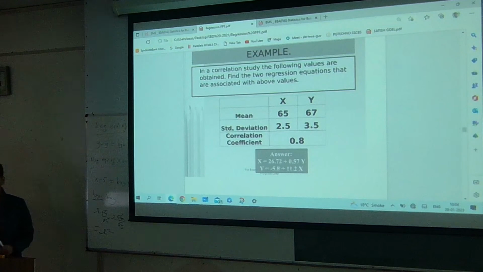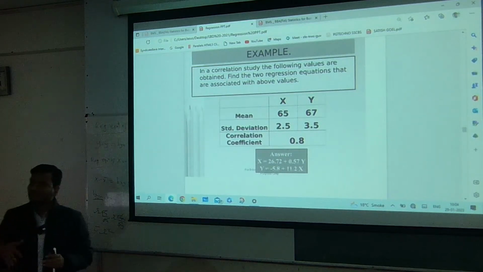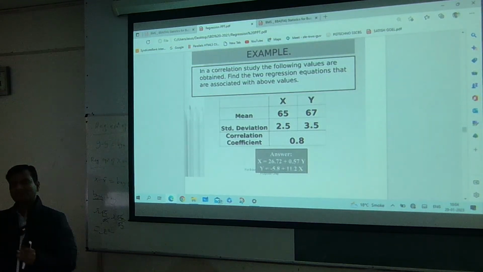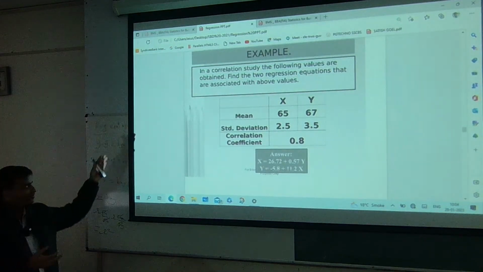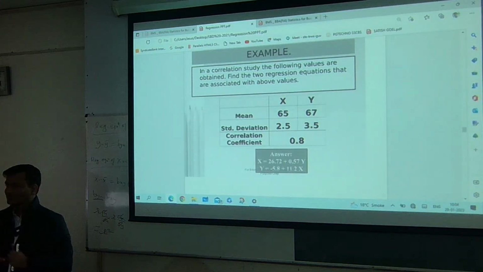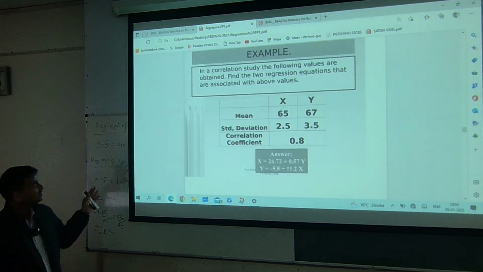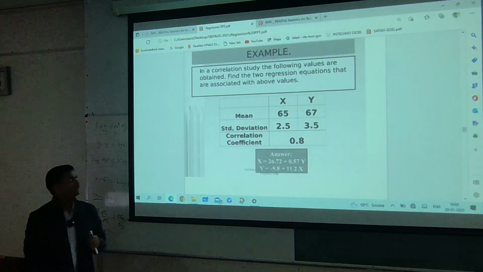Further, you may have this type of problem also instead of the above problems, because in the above problems it takes time. You have to calculate x minus x bar, y minus y bar, then multiply, x square, y square. So it would take time. So usually in questions we may have this type of data also in short form. Okay, so this is the summarized data basically. You can see in a correlation study the following values are obtained, and find the two regression equations.